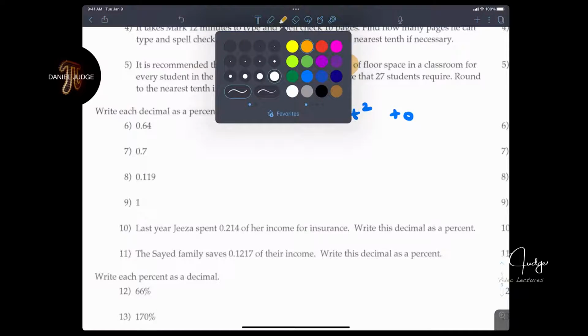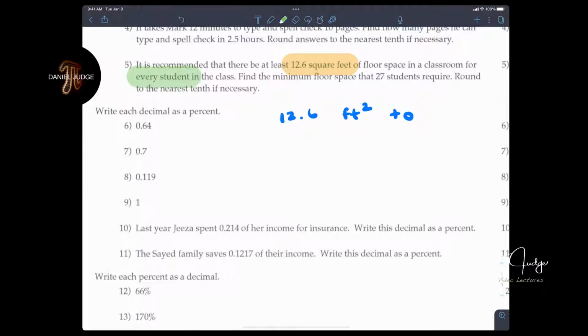Now, here's something that people need to get used to. The phrase every student is really short for every one student. So this is going to be to one student. Okay, that first ratio to one student there for you. So it's 12.6 square feet. We put feet to the second power. And again, the word to, I will leave it there. And that's the first sentence. They gave us a ratio.